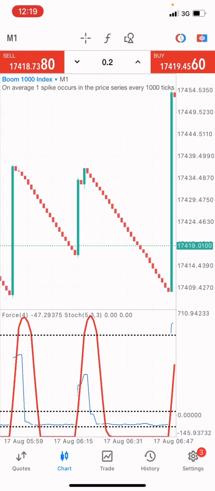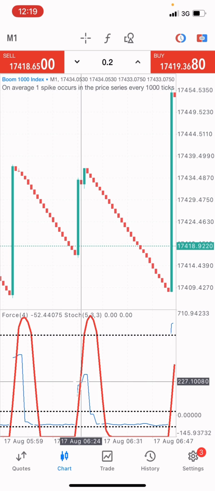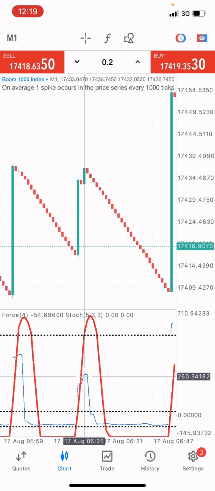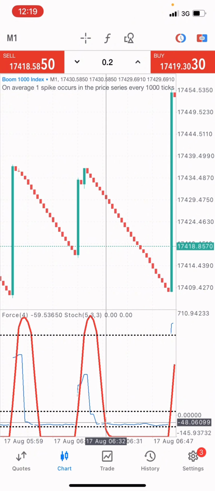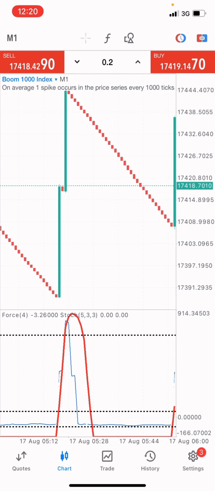There is no spike inside the box. There's no spike inside the safe zone. Inside the safe zone, there's a crossing. You take a sell at this point, you exit outside right here. Perfect strategy for you to make profits and to grow your smaller accounts.